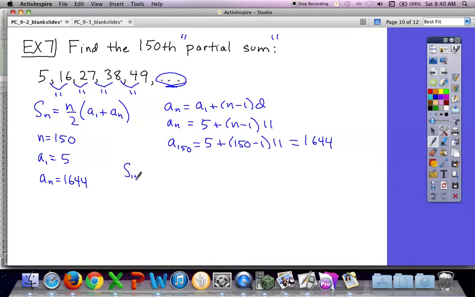The S150 equals 150 divided by 2 times 5 plus 1644. And I am going to stuff that in the calculator too. That will be 75 times 5 plus 1644, which is 123,675.